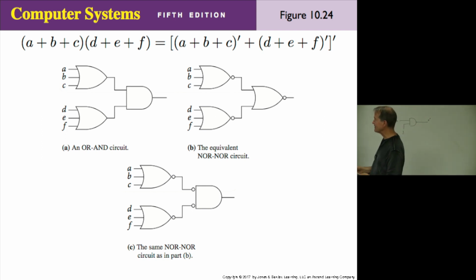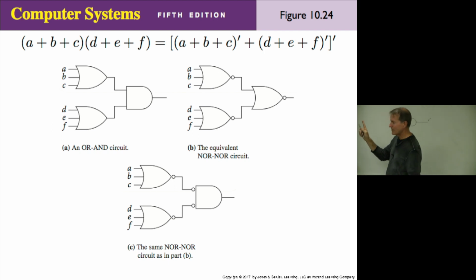So check this out. In figure 10.24, what we have in figure A is an or/and circuit. So what do we have? A, B, C coming into one OR gate, D, E, F coming into another OR gate, and then these two feed into an AND gate, right? So what is that algebraically? It's A or B or C, quantity, and D or E or F.